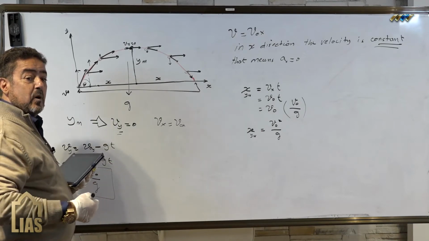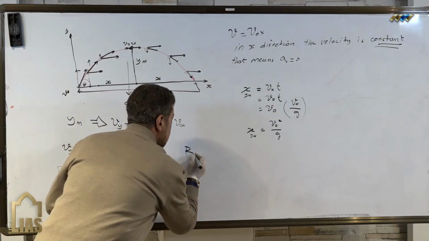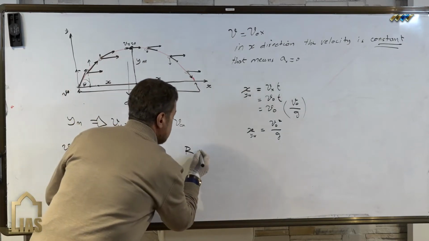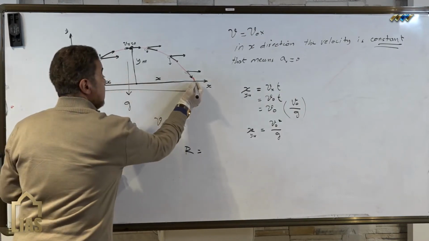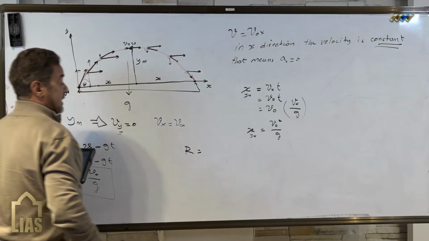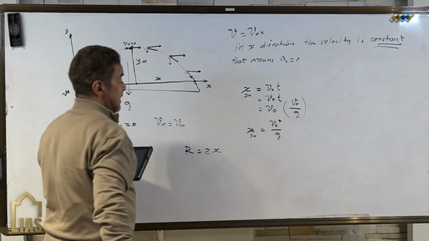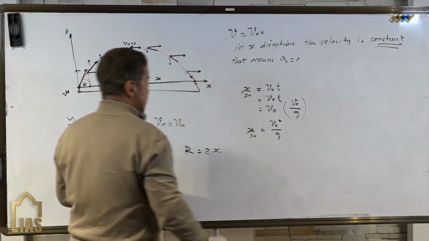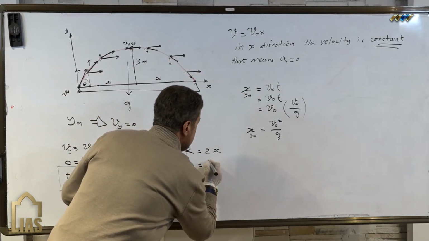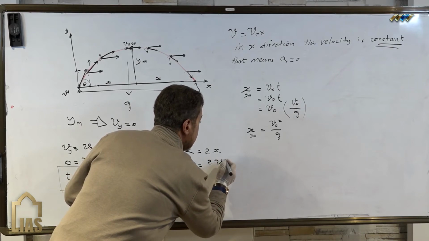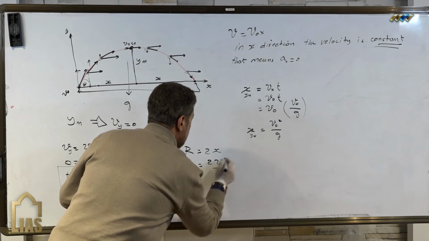For example, we call it range. The range is from the flying point up to the dropping point here. It's equal to 2x. Okay? That means it is equal to 2v square over g. And this we call range.